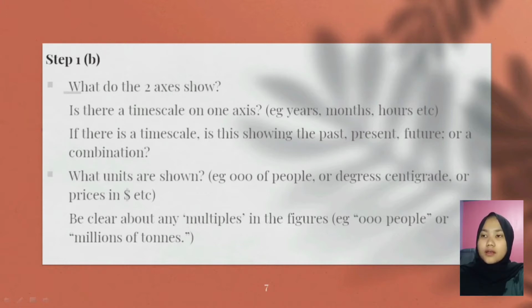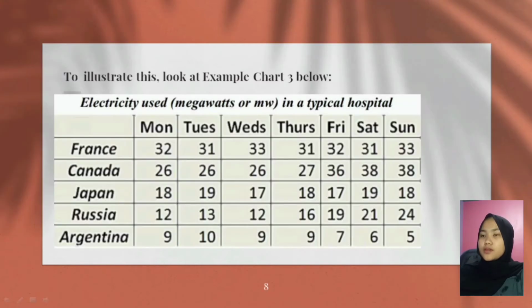If there is a time scale, is this showing the past, present, future, or a combination? What units are shown? For example, thousands of people, or degrees centigrade, or price in dollar signs, etc. Be clear about any multiples in the figures. For example, hundreds of people or millions of tons. This is to illustrate this. Look at example chart 3 below.